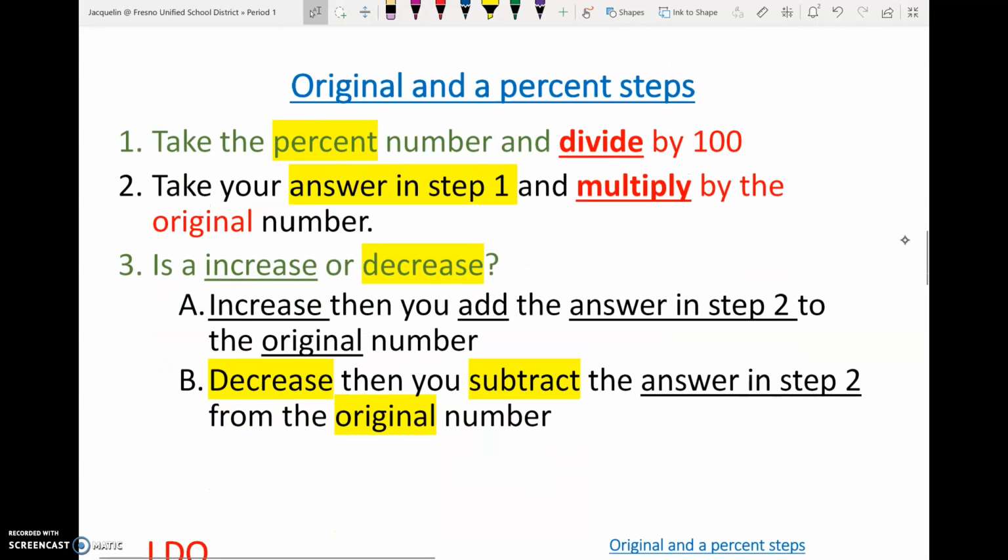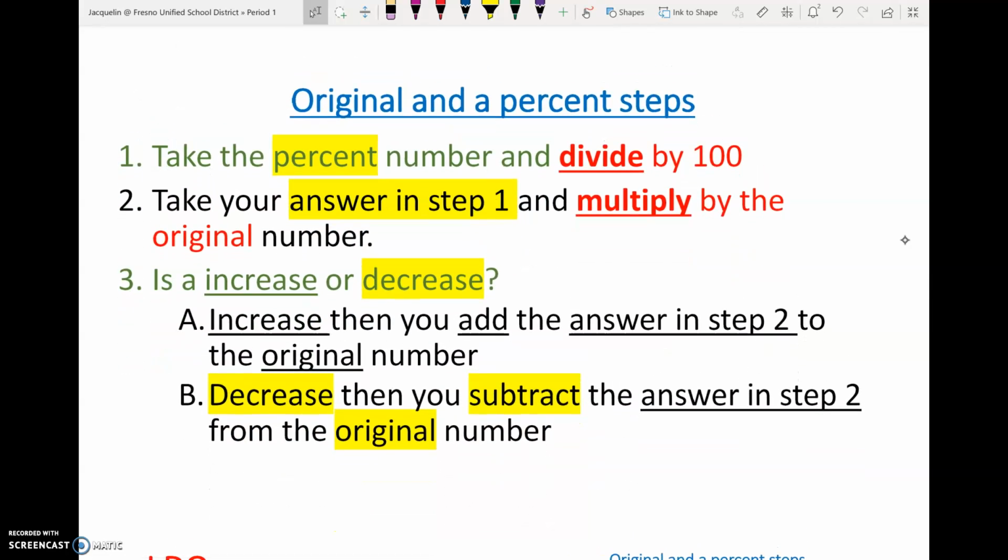Okay, now what happens when you are given an original number, and asked to find a percent? These are the steps. Step 1 is you're going to take the percent number and divide by 100. Step 2, you're going to take your answer in step 1 and multiply by the original number. In step 3, you're going to ask yourself, is it an increase or a decrease? If it is an increase, let's go to A.